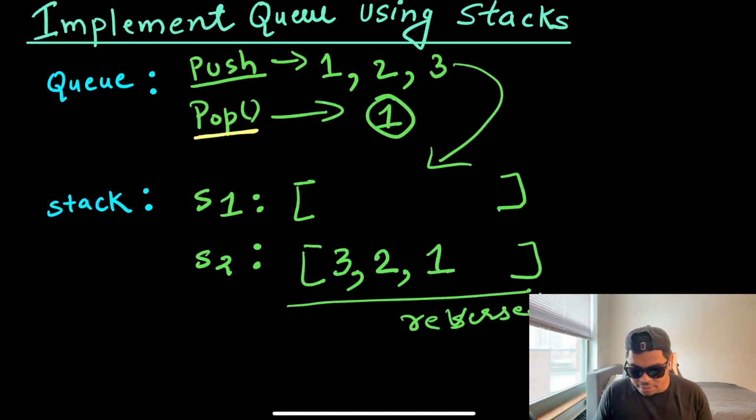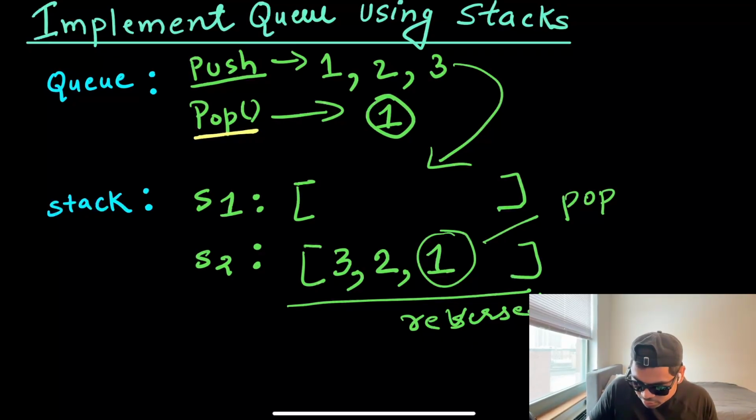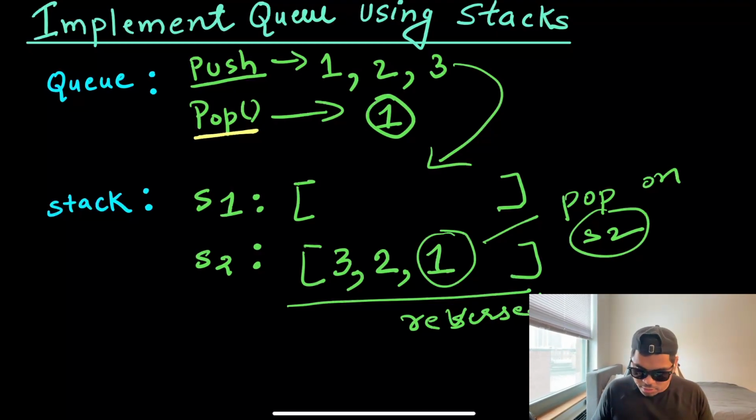So what does that mean? That means what I wanted to access, which was 1, that was in the front of the stack 1 earlier, now is in the back. Now I can do a pop operation on stack 2, okay, and then just return 1, right? That's what I will do.